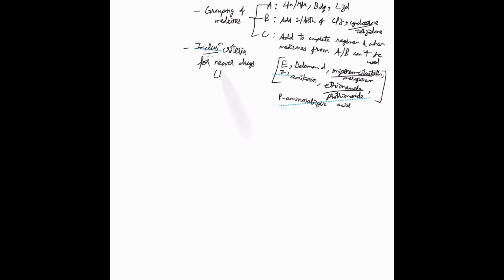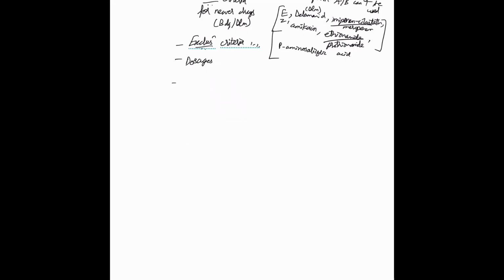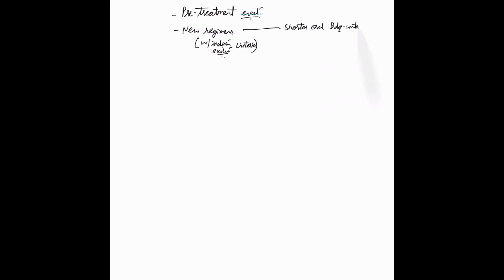We also have the inclusion criteria for newer drugs like bedaquiline and delamanid, and exclusion criteria for the same. And other new regimens, including the inclusion and exclusion criteria, like the shorter oral bedaquiline containing multi-drug resistant regimen plus injectables, isoniazid mono or poly-drug resistant TB regimen, and longer oral multi or extensive drug resistant TB regimen.